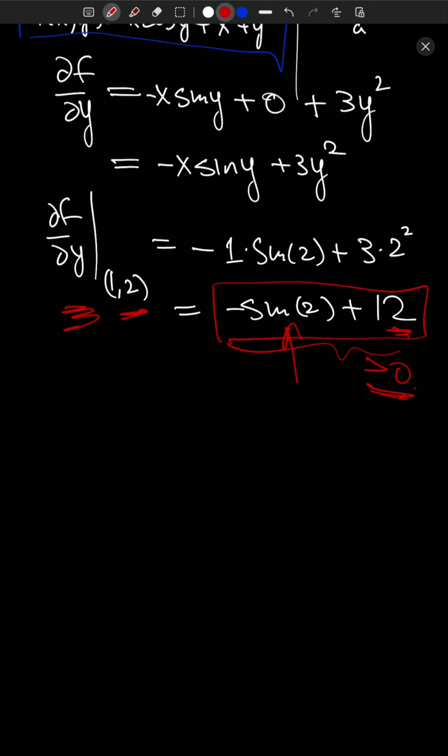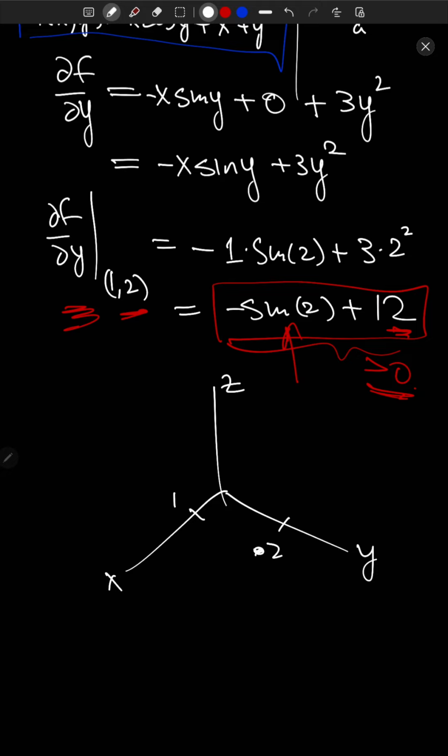So for the graph of my function, let's say this is x, y, z. Here's 1, here's 2. As I move in the y direction, my function above this is going to be increasing. So perhaps it looks something like that. Increasing.